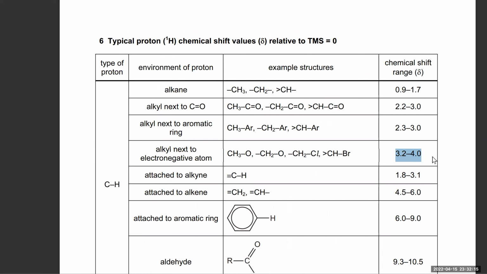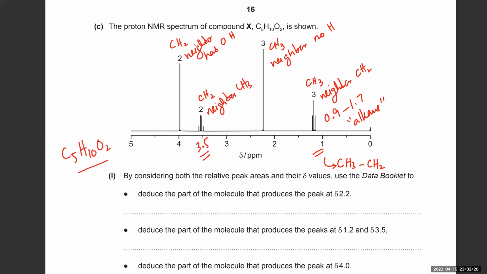So that 3.2 to 4, something in between that. Ours is 3.5. So it's this one, next to an oxygen. That makes sense because we do have oxygen. So this CH2 is right next to an oxygen. So I'm going to put that oxygen over here as well, because this CH2 is the same one. Is that clear? Yes, sir.